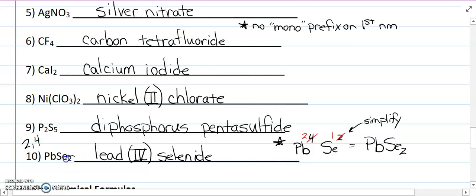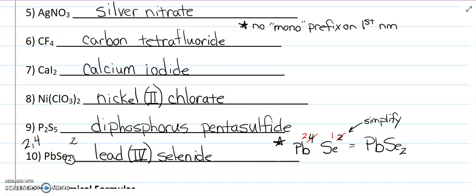And while there's a 2 here, you've got to make sure you're checking selenium's charge, which is also a 2, because they simplify each other out in order to make the formula PbSe2. If they were both 2's, you would just have a formula that would be PbSe.